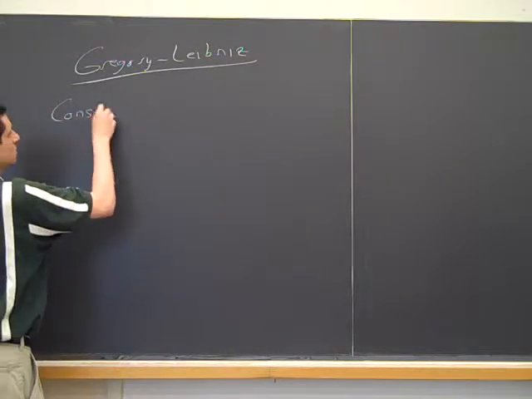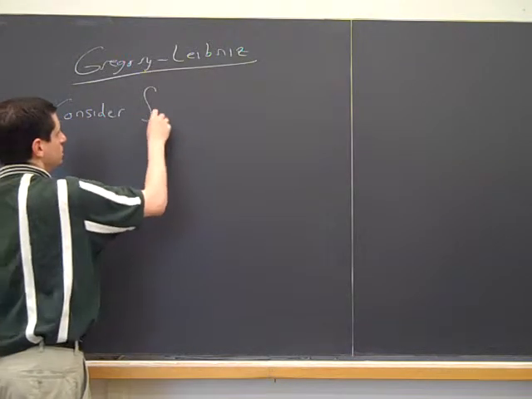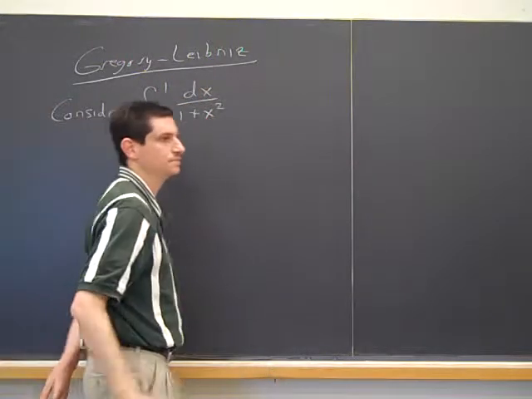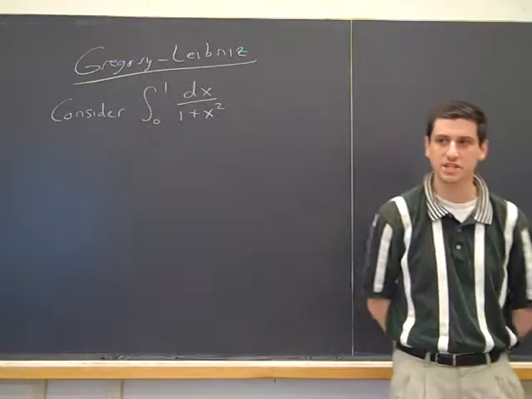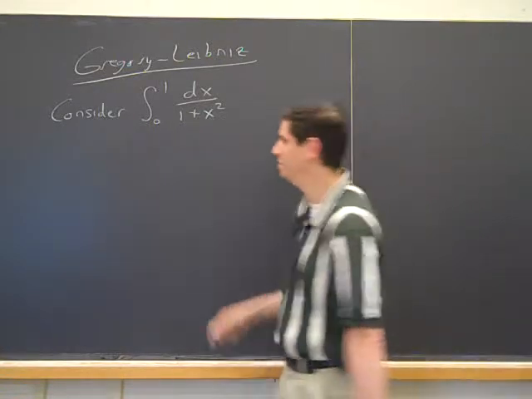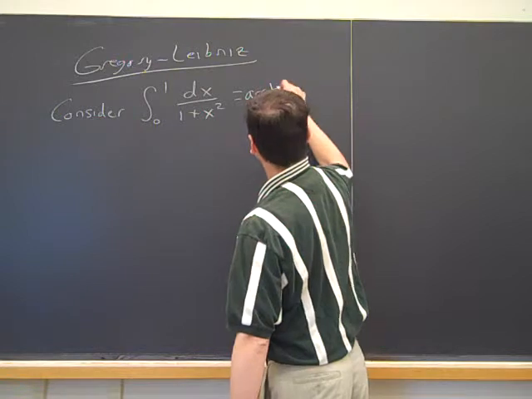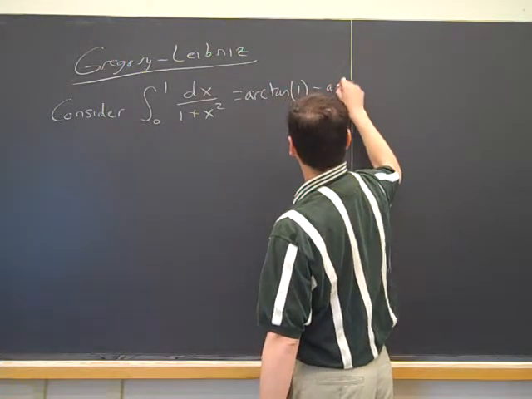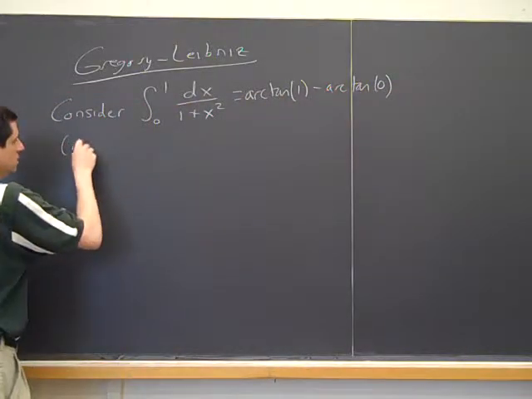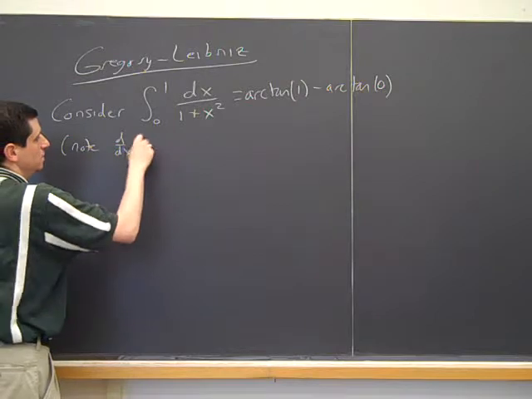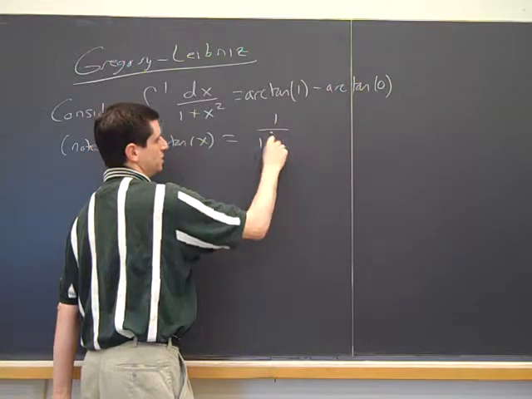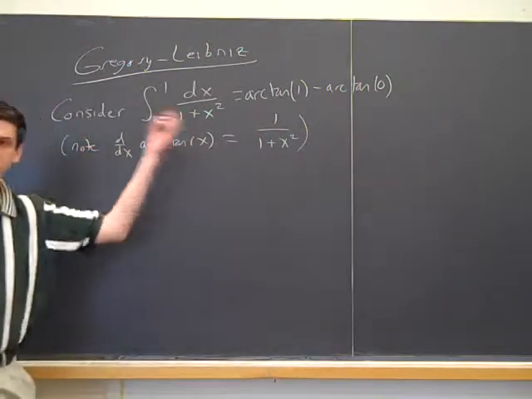So consider the integral from 0 to 1 of dx over 1 plus x squared. Anybody know what the antiderivative of 1 over 1 plus x squared is? Arctangent, excellent. This is going to be arctangent at 1 minus arctangent of 0. And the reason is the derivative of arctangent of x equals 1 over 1 plus x squared. So we proved that earlier. This was a nice application of the chain rule.